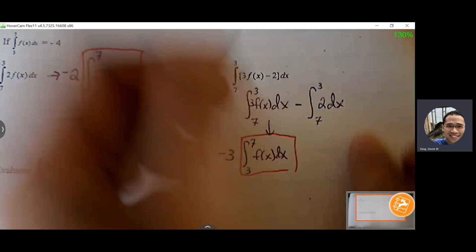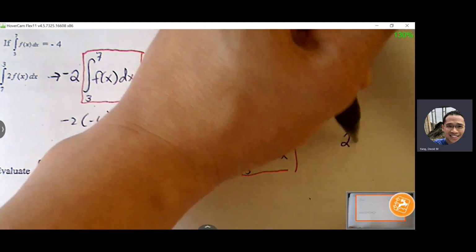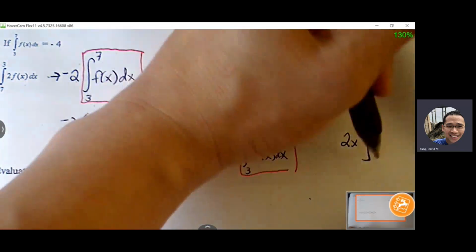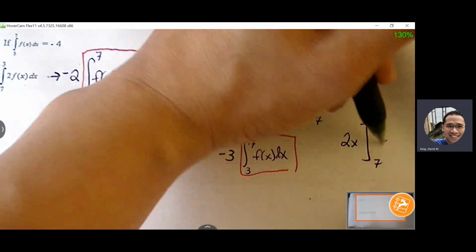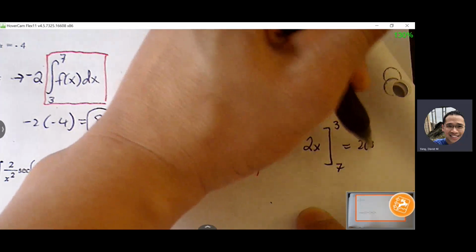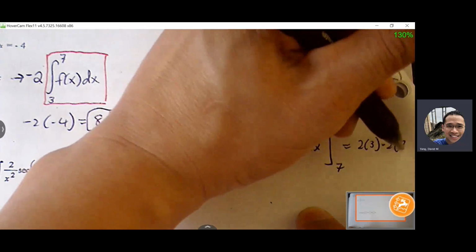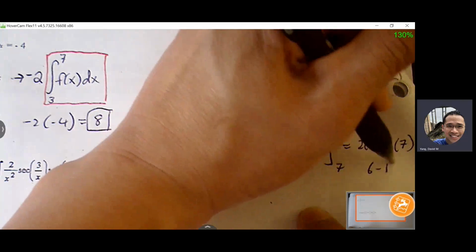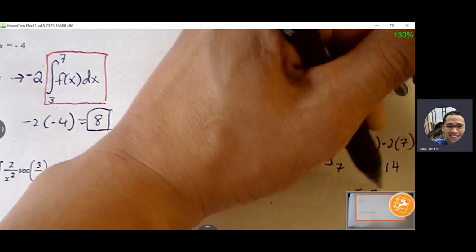Okay, so here we said the integral of 2 becomes 2x. Evaluate between 7 and 3, upper bound first, top. So 2 times 3 is 6, minus 2 times 7 is 14. 6 minus 14 is -8.